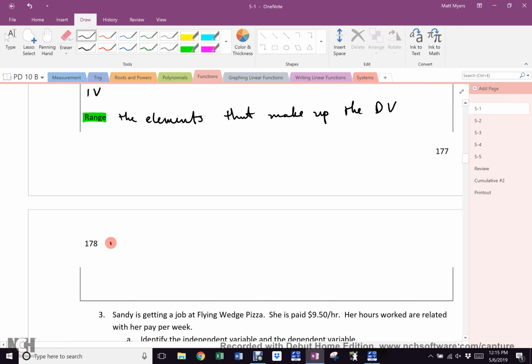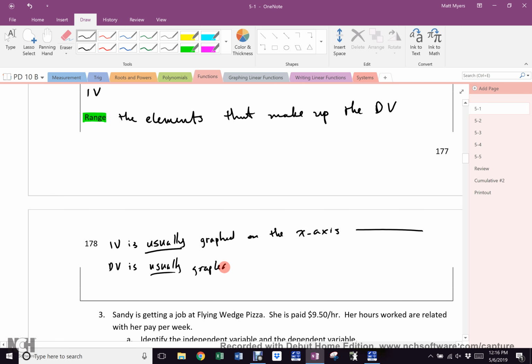Now, IV is usually, which means almost always, graphed on the x-axis, which is which one? The horizontal one. DV is usually graphed on the y-axis. Everybody cool? So if I were going to keep with our example, what are my options for independent variable?